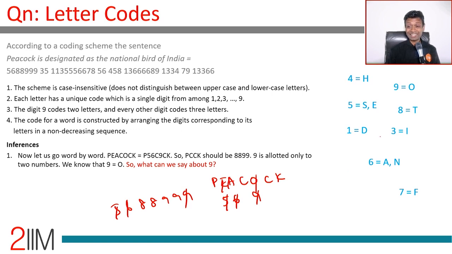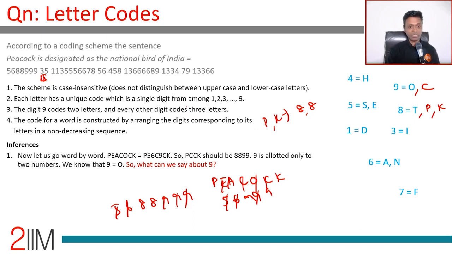Remember, 9 goes with only 2 letters. So 9 has to be C. Why has 9 to be C? If C were 8, then K and P would have to be 9. 9 would then have 3 letters. That's not possible. 9 has only 2 letters. So 9 has to be C. So P and K are 8 and 8. 8 would be T, P, K. Brilliant. We've got peacock completely covered.